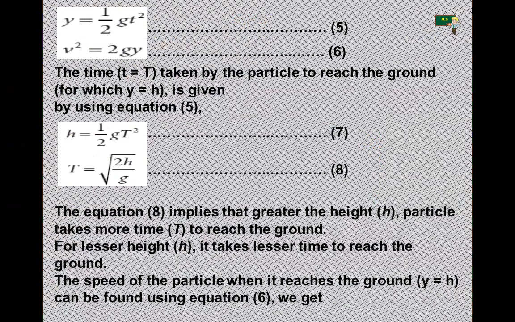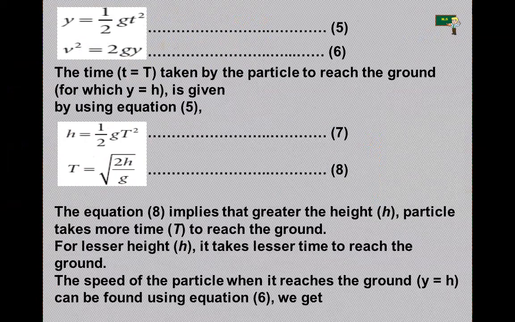Equation 8, T is equal to root of 2h by g, implies that the greater the height h, the more time T the particle takes to reach the ground. The lesser the height, the lesser time it takes to reach the ground. It depends upon the height of the ground.